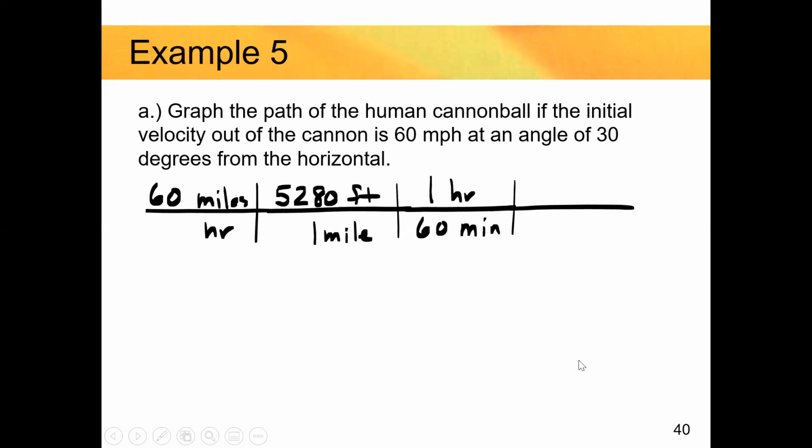Still not there. Let's convert minutes back into seconds. So 1 hour, 60 seconds. I think I'm done. Let's make sure my dimensions cancel here. So 1 mile is gone. I'm in feet. Hours are gone. That's cool. Minutes are gone. Anybody with a calculator can multiply all those together, then divide by 60, and then divide by 60 again.